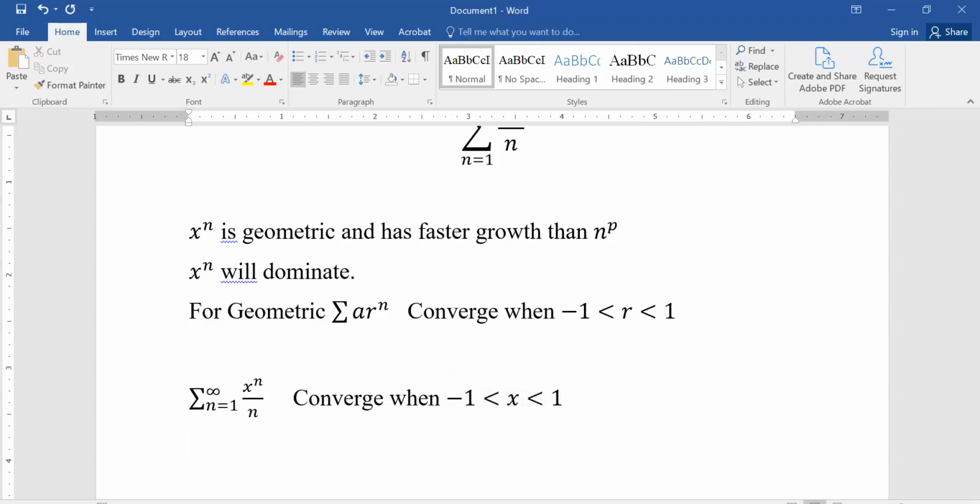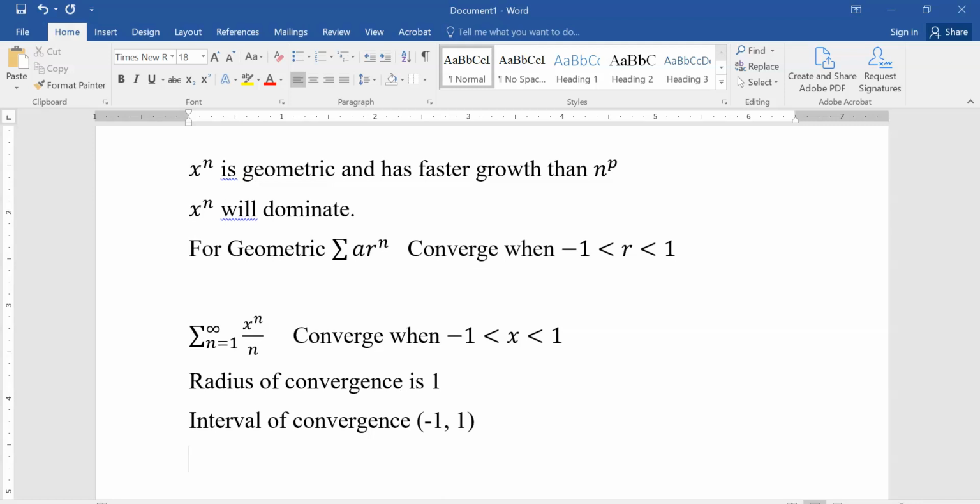All right. So radius of convergence is 1. Interval of convergence is from -1 to 1.